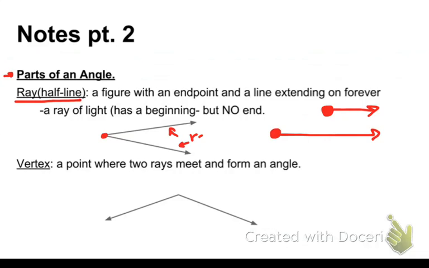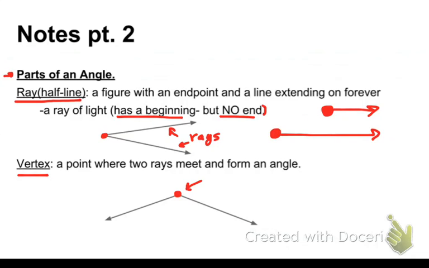I'm going to write that these are rays. And it's very important that we put in that a ray has a beginning but no end. You will use rays an awful lot later on in geometry. And then finally, we have a vertex. And a vertex is where two rays or two lines or two sides form to meet an angle.